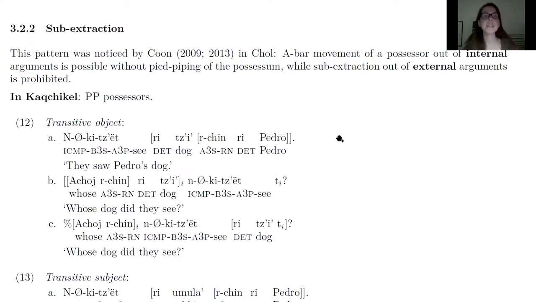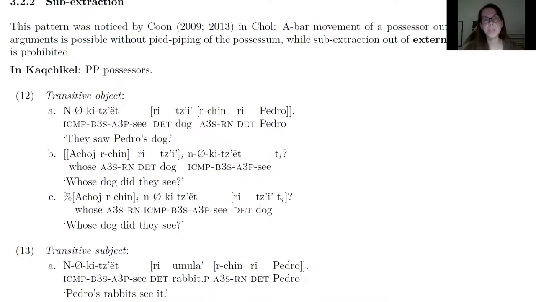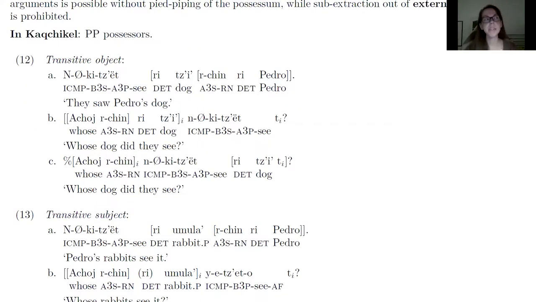In Kaqchikel, this pattern is attested when it comes to prepositional possessors, or possessors that are introduced by this relational noun chi. So in 12, for example, we have this base example, they saw Pedro's dog, literally something like they saw the dog of Pedro. And so here, if you want to ask the question about this embedded possessor, you can subextract it alone and you can leave the rest of the nominal phrase behind. So 12c is grammatical, at least for some native speakers. So I can ask, of whom did they see the dog?